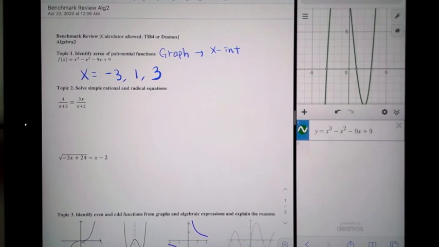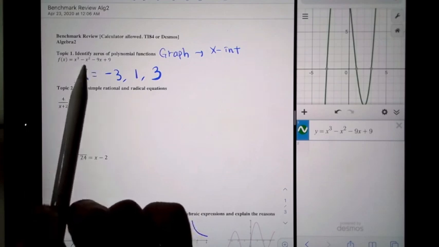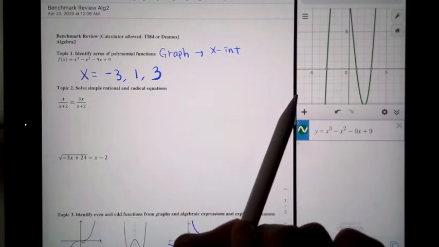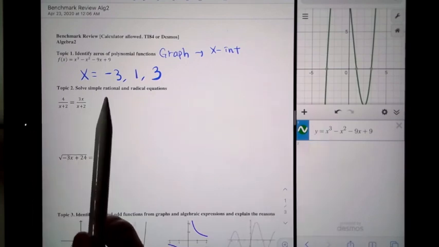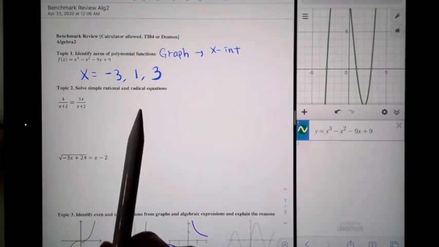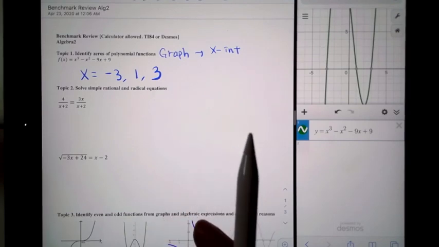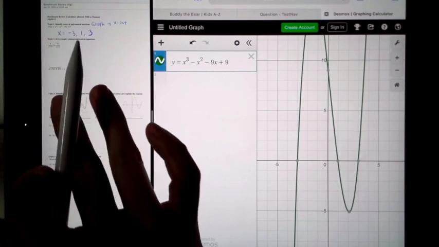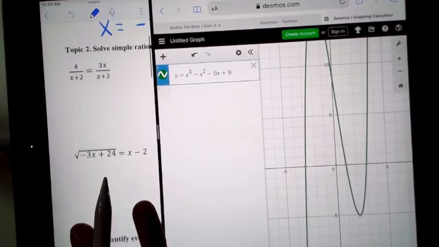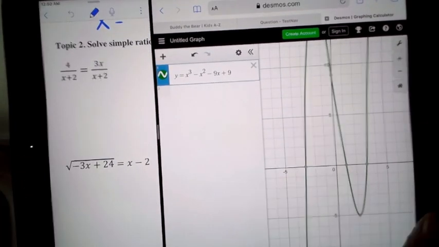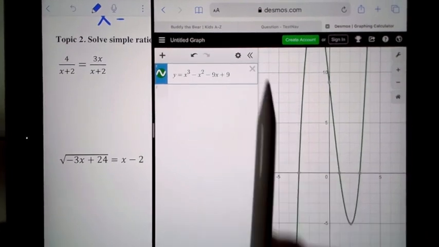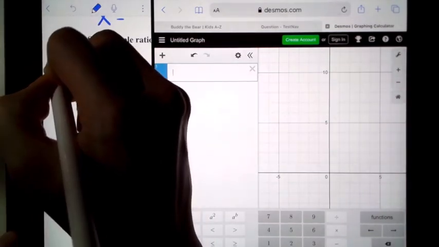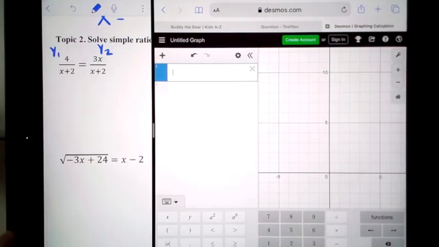Okay, so what do we do when you have identified the zeros of the polynomial? You graph and get the x-intercepts, all right? And solve simple rational and radical equations. For this one, you can also use a graphing calculator. First I'm gonna solve that problem. So I'm gonna clear this, and one side for each: y1, y2, like that.